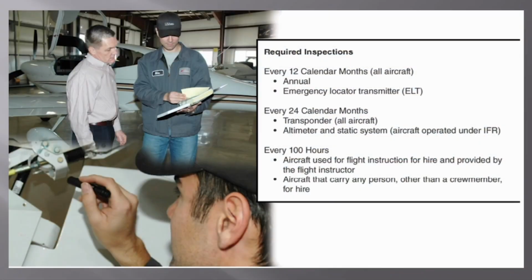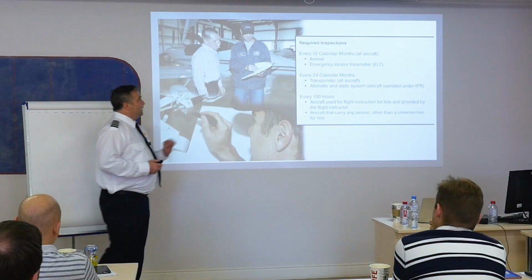Okay, well, here it is. What are my required inspections? Every 12 calendar months, it has to have an annual inspection and an emergency locator transmitter inspection, the ELT. If the airplane exceeds a certain deceleration or a certain acceleration value, it'll start sending out a signal, and that will alert, hey, there's probably a crash here, okay?